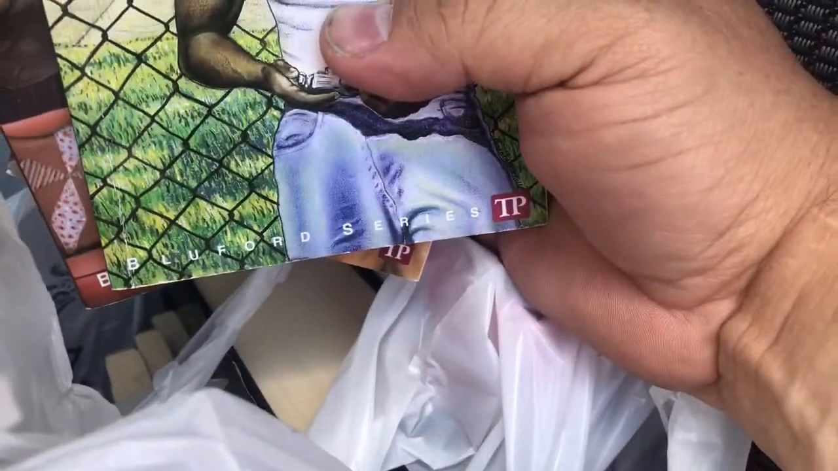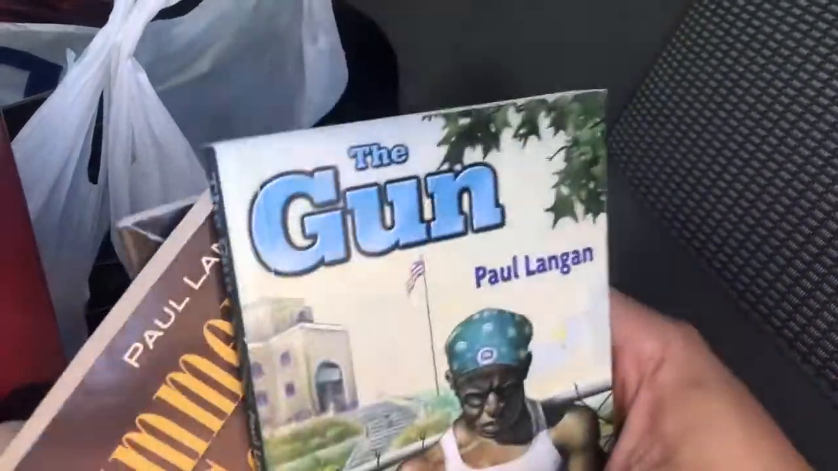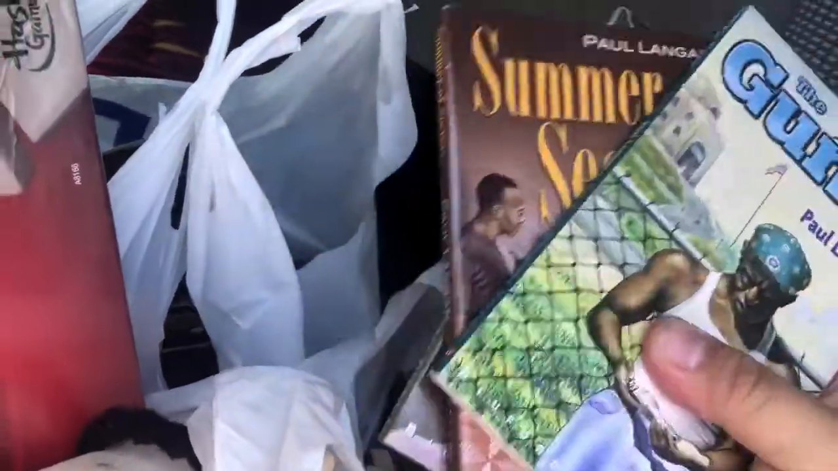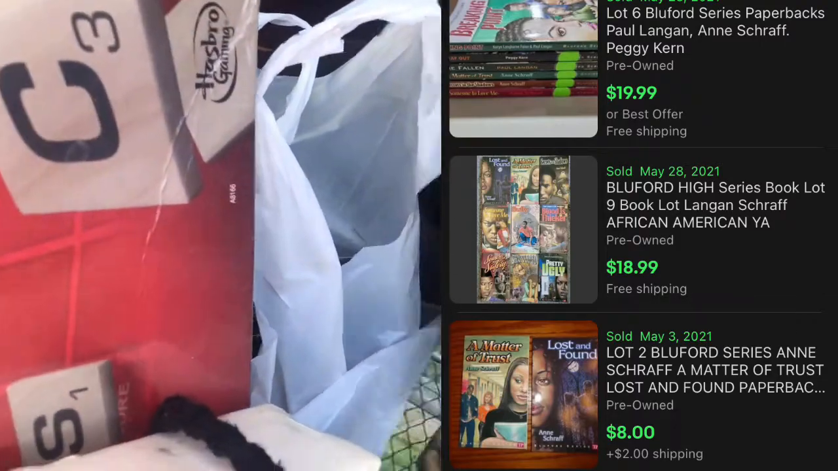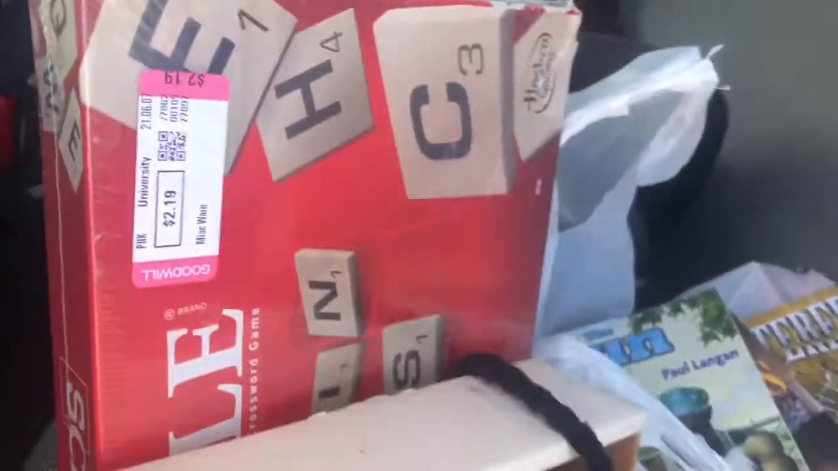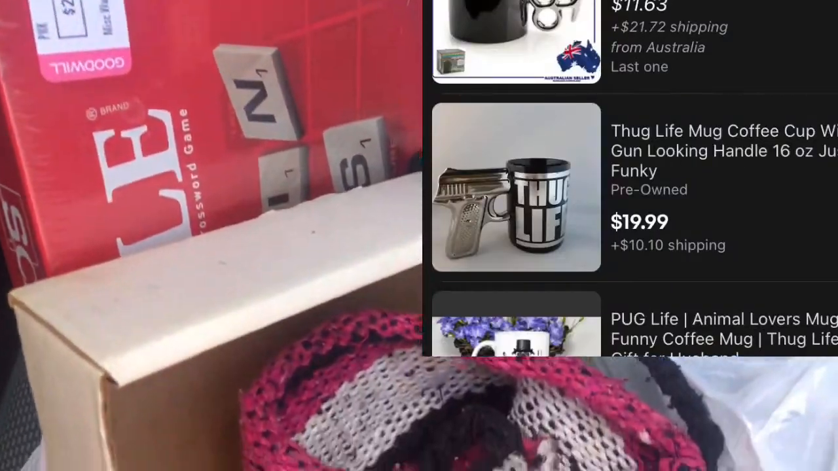The Bluford series. These books are in really nice shape. I think there's only 9 in the series and this is 8 of them at 10 cents a piece. The comps were like $25 on those. This is the stuff that I ended up with for that was not media.